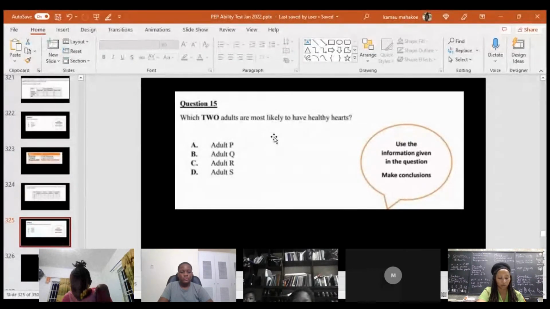So for this question, we are to choose two of the options, okay? You will have some questions like that. It's not just one Q or one R they want you to choose, but two. So you have to look out for those.